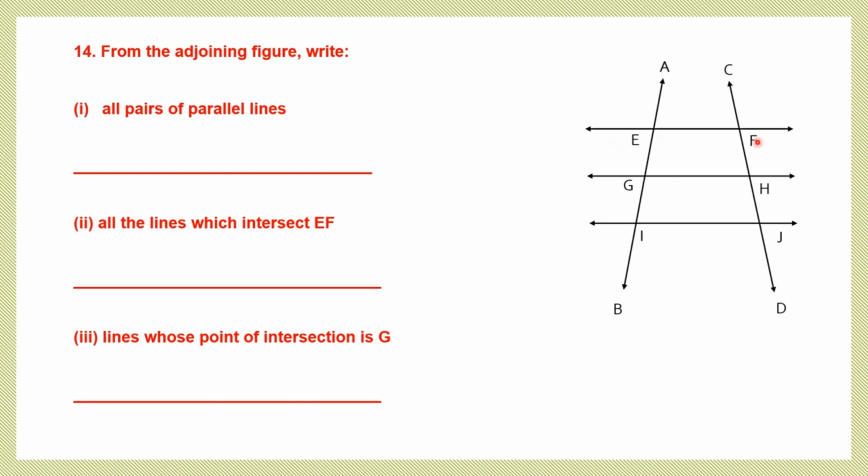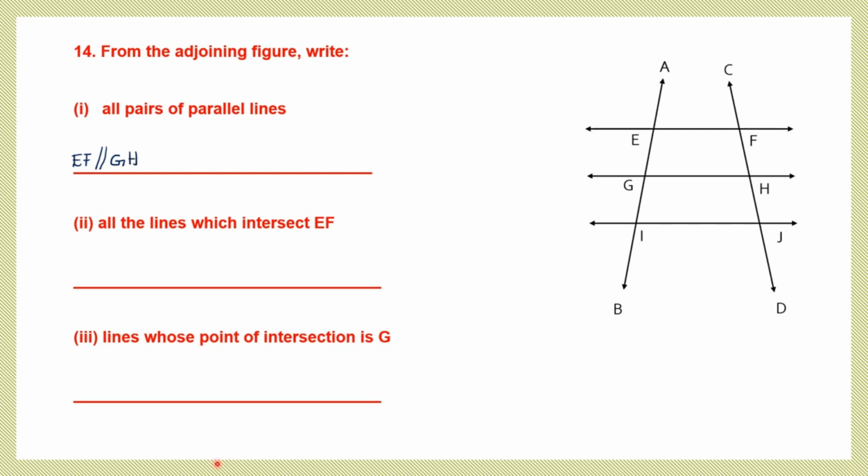So can you see E and F? EF and GH are parallel to each other. So let's write that first. So write EF is parallel. So we draw these 2 lines to show that they are parallel. EF is parallel to GH.